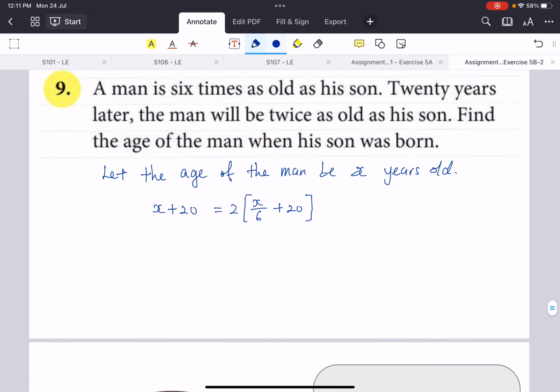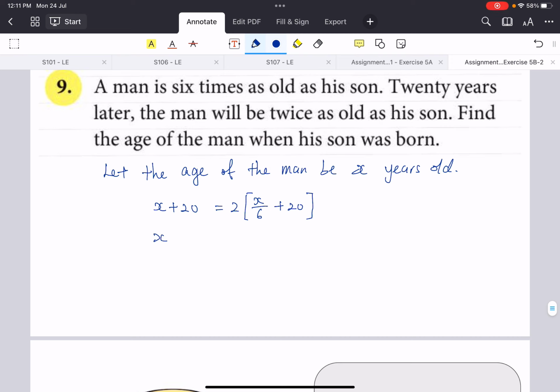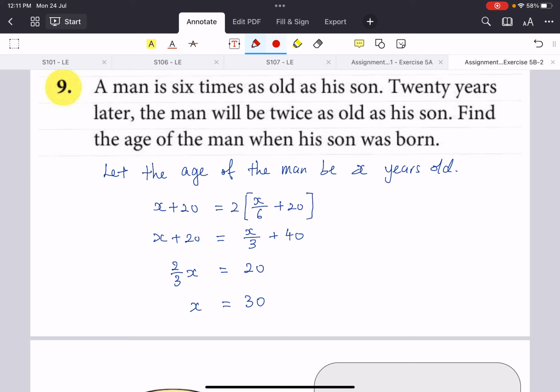Let's simplify. So we have x plus 20 equals, this will be x over 3 plus 40. So putting them together, we have 2/3 x equals 20. x equals 30. So that means the man is 30 years old now, right? So we are not quite done, because the question actually asks for the age when the son is born.